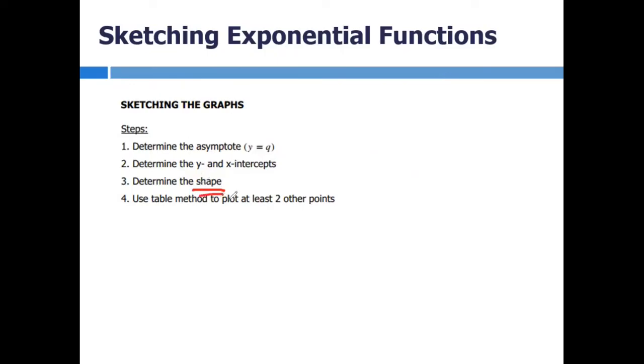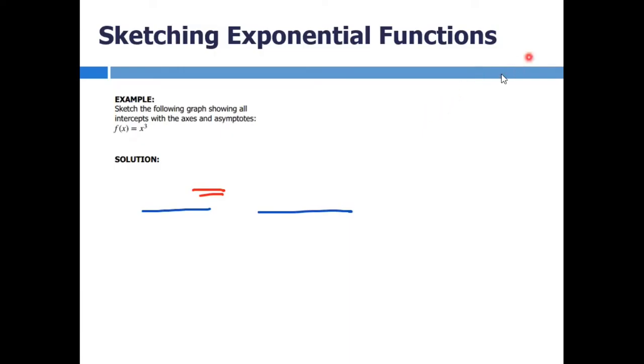Determine the shape. Make sure you know what it's going to look like. And then again, the table method, this is if it is needed. So if you need extra points, so one, they've either asked you for extra points, or you do not have enough information to figure out how to draw your curve. That is when you need extra points, and that is when you use your table method. Remember, your table method is you choosing X values.